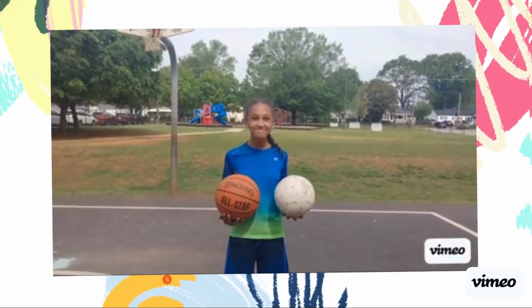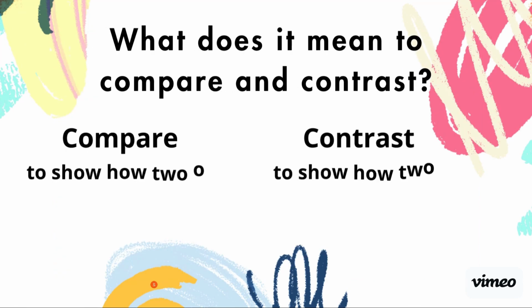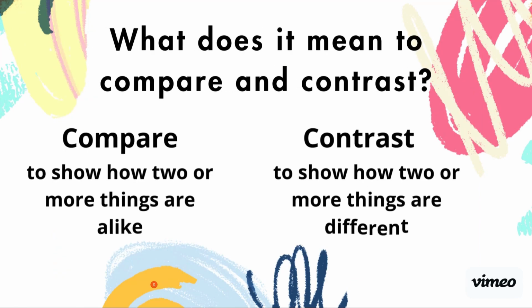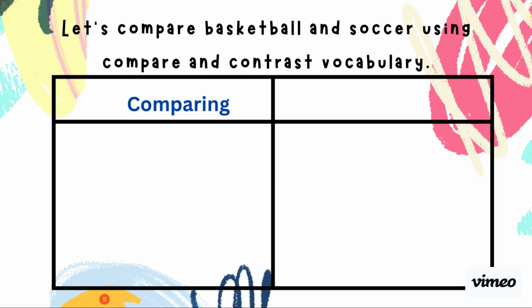Do I want to play basketball or soccer? Whenever you have to make a choice, you can compare and contrast to help you make a decision. So what does it mean to compare and contrast? When we compare, we show how two or more things are alike. When we contrast, we show how two or more things are different. Let's compare basketball and soccer using compare and contrast vocabulary.